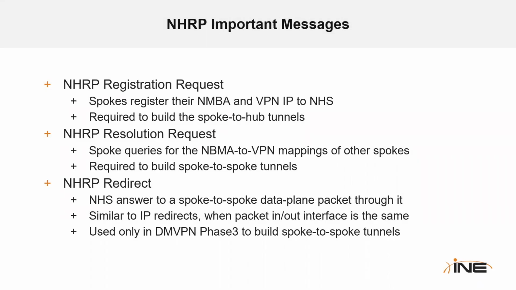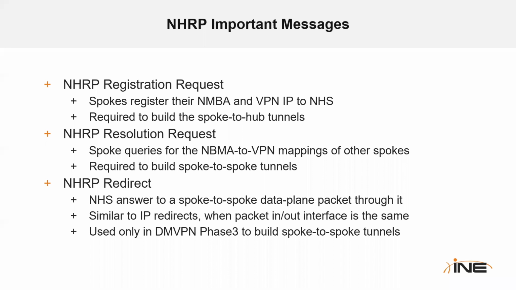Okay, some important messages that we need to talk about. We have the NHRP registration request. This is going to be where the spokes are registering their non-broadcast multi-access or their NBMA address and the VPN address to the next hop server. This is going to be required to build the spoke-to-spoke tunnels. Okay, we then have the resolution request. This is going to be the spokes talking to each other. So the spoke is going to query the hub for the NBMA to the VPN mapping for the other spoke, and it's going to be required to build the spoke-to-spoke tunnels.